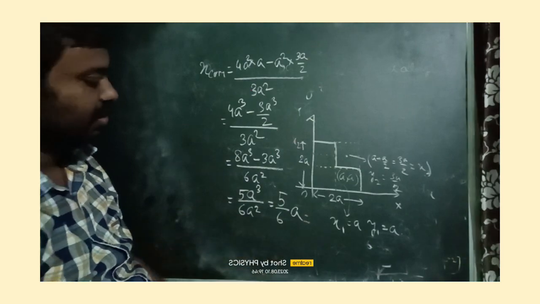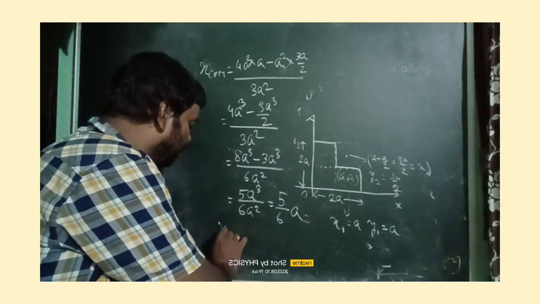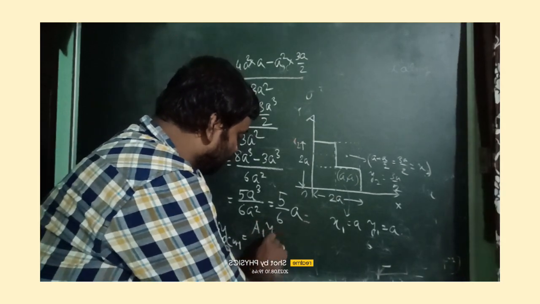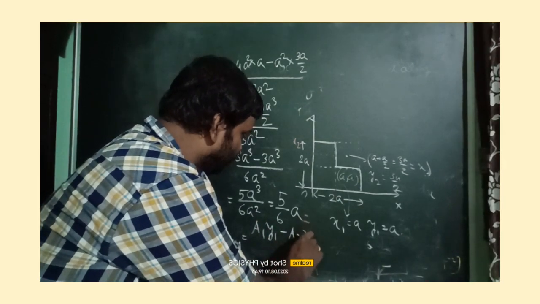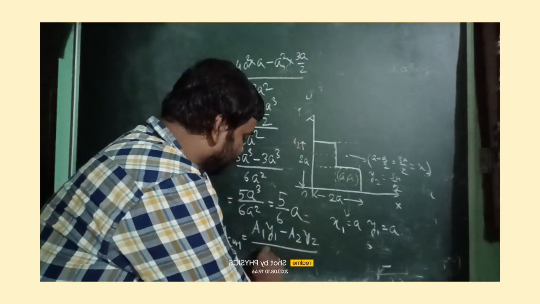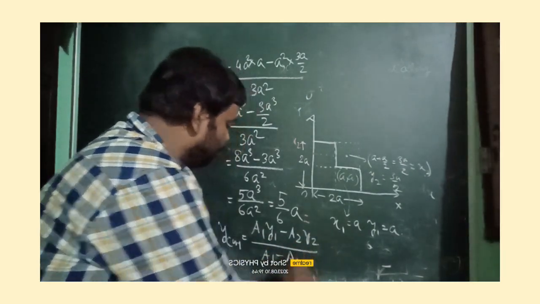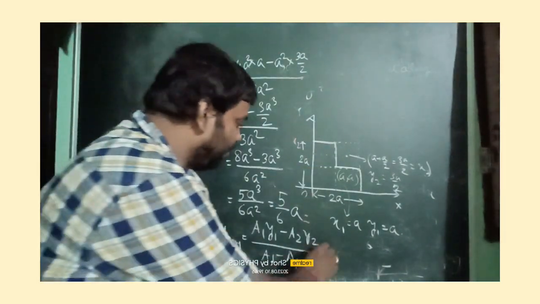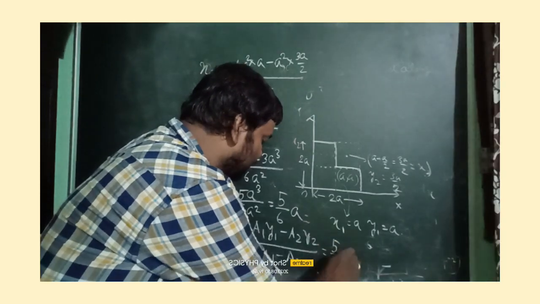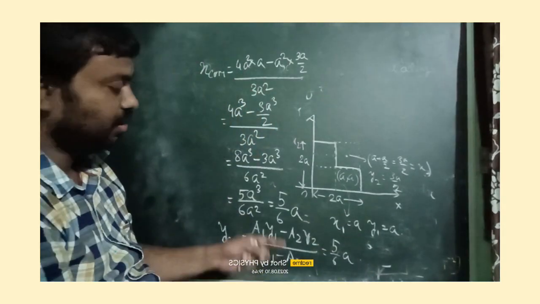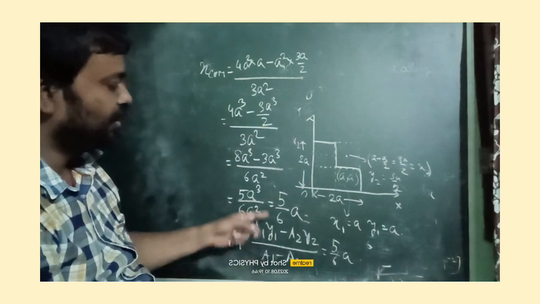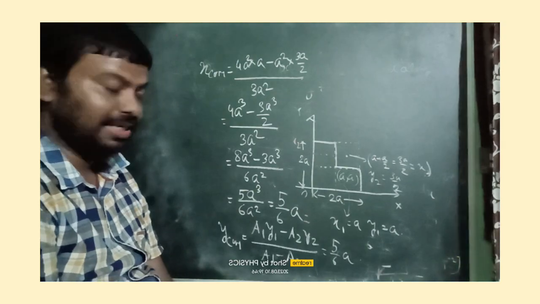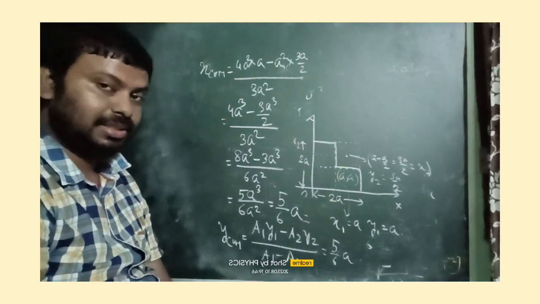along the x-axis, and similarly for Y COM is equal to (A1 Y1 minus A2 Y2) by (A1 minus A2). Putting A1, A2, Y1, Y2 from the data given, we have 5 by 6 A. Now what is the position of the center of mass of that lamina? It is (5 by 6 A, 5 by 6 A). That is the complete solution of that typical problem.